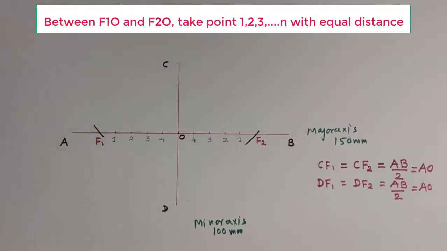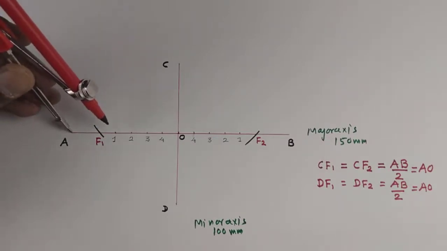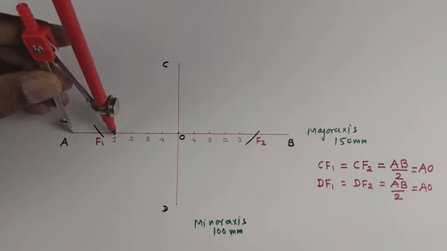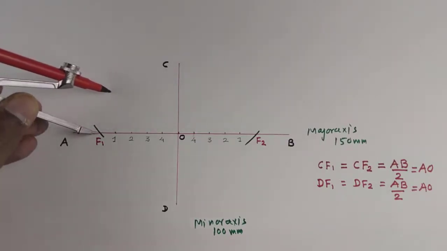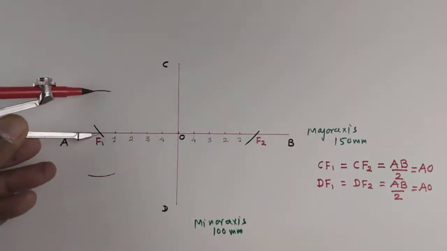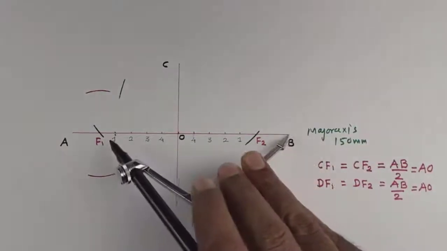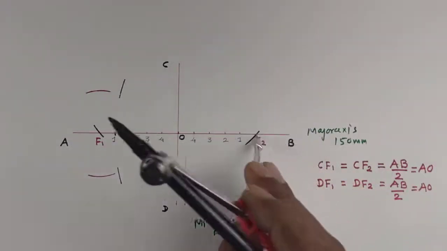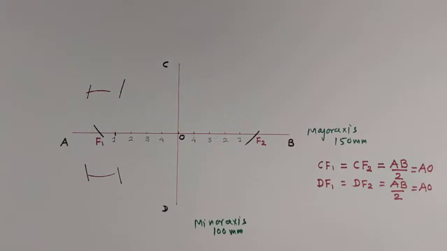Now the next step for arc of a circle method. First I take the radius of distance A1, center F1, and we draw the arc on both sides. Similarly, distance B1, center F2 point, you can draw the arc on both sides.